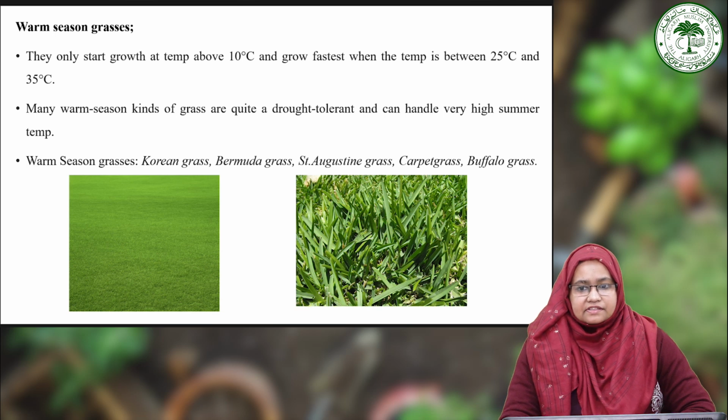Many warm season grass varieties possess a high level of drought tolerance, enabling them to withstand prolonged periods of dryness and cope with extremely high temperatures during the summer months. Examples of warm season grasses include Korean grass, Bermuda grass, St. Augustine grass, carpet grass and buffalo grass. These grasses are particularly well suited to warmer climates, thriving in conditions where cooler season grasses may struggle to grow.